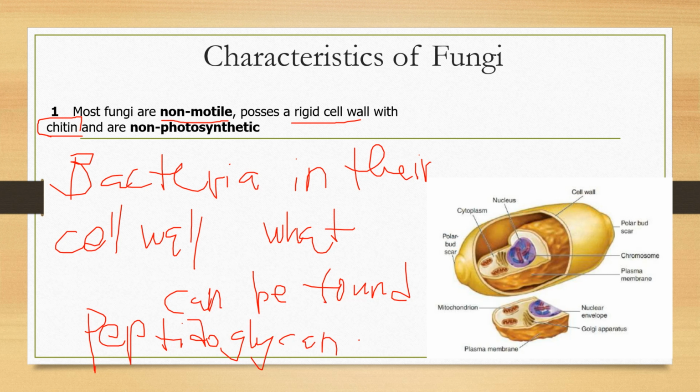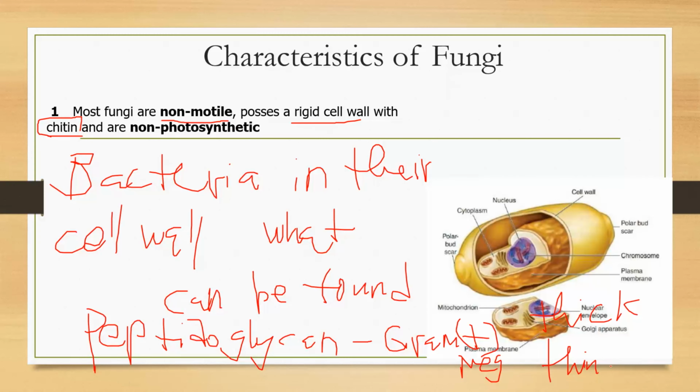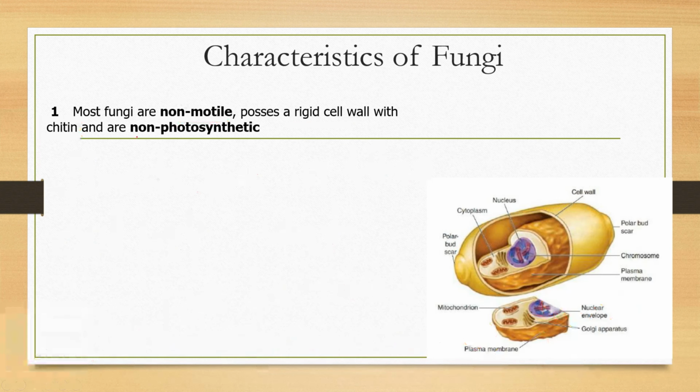If you remember, your peptidoglycan is responsible for the gram positive and gram negative classification of a bacteria. If it has a thick peptidoglycan, it's going to be gram positive. But if it's thin or no peptidoglycan, it would be gram negative. So do take note of that. Your bacteria would contain peptidoglycan, but for fungi or fungal cells, they would contain chitin. Another characteristic of your fungi is that they are non-photosynthetic.